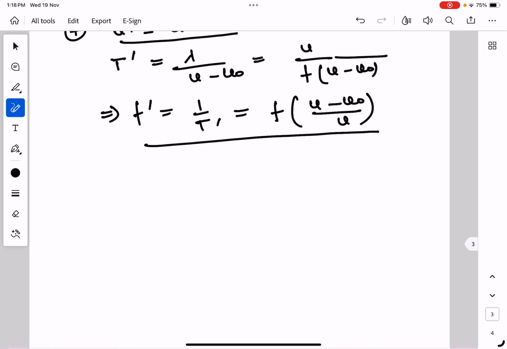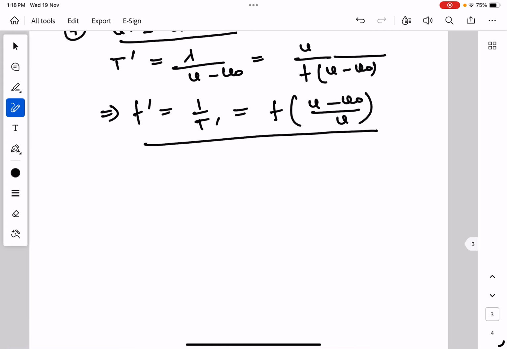If we combine all the four cases together, then apparent frequency of the sound waves would be equal to f multiplied by v plus minus v naught upon v minus plus vs.